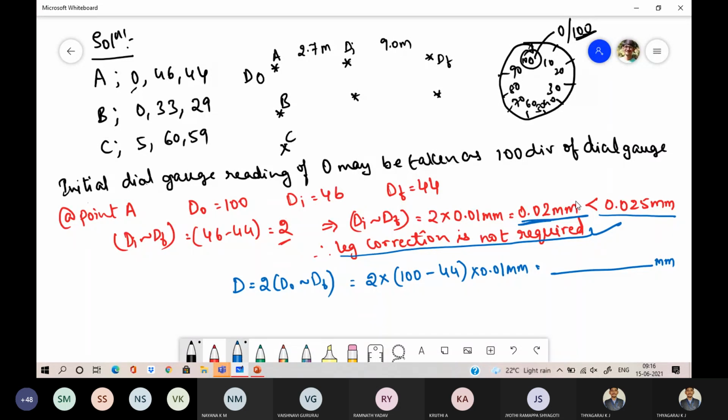Okay, now tell me what will be the value? 1.12 mm. So this will be the deflection at point A. At point A, the deflection we are going to get is 1.12. Is it clear? Understood this one? Yes, sir. So kindly note down this one so that we'll go for point B. Everyone understood, right?